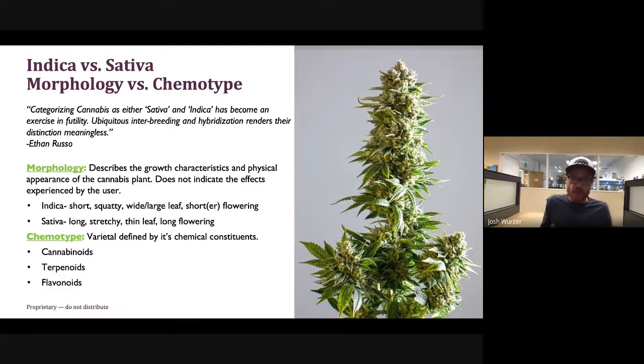So we had to come up with a different way of describing cannabis, and what we think is the preferred way would be to describe cannabis based on its chemotype. A chemotype is a type or variety of plant defined by its chemical constituents. Certainly, the cannabinoids would be among the most important constituents as far as the effects on the users. But beyond that, terpenes and flavonoids are where we really are able to differentiate different plants based on their flavor, their aroma, and potentially even the effect they're going to have on the user.